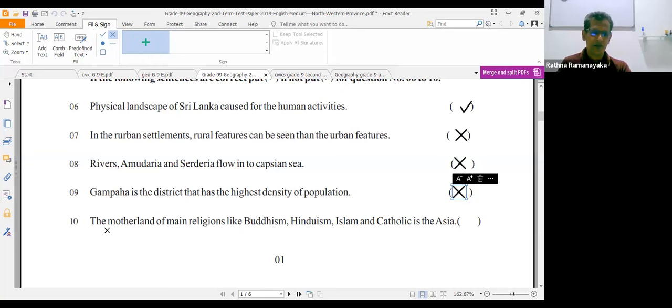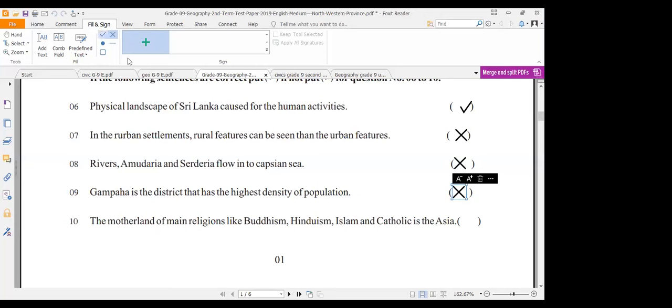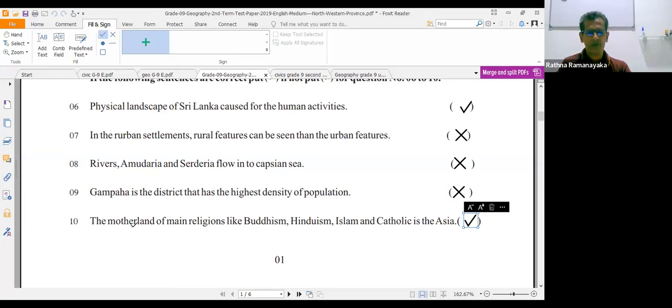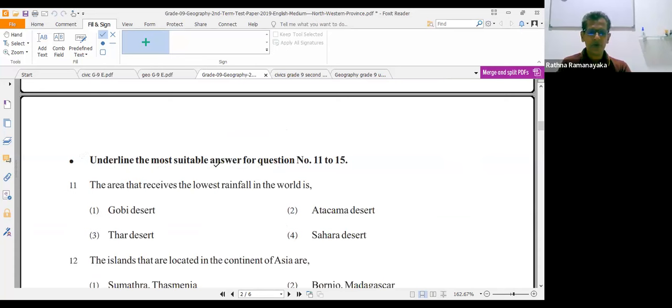The motherland of many religions like Buddhism, Hinduism, Islam and Catholicism is Asia. Correct. Buddhism, India. Hinduism, India. Islam, Arabian region, Saudi Arabia. Catholicism, that means Christianity, also in the Asian continent. Palestine, Bethlehem, Jerusalem, in the Asian continent. Underline the most suitable answer for questions number 11 to 15.